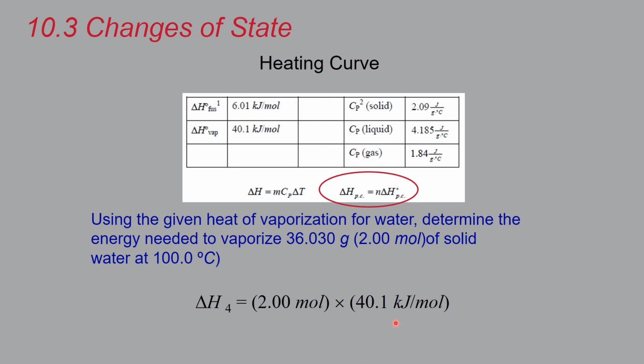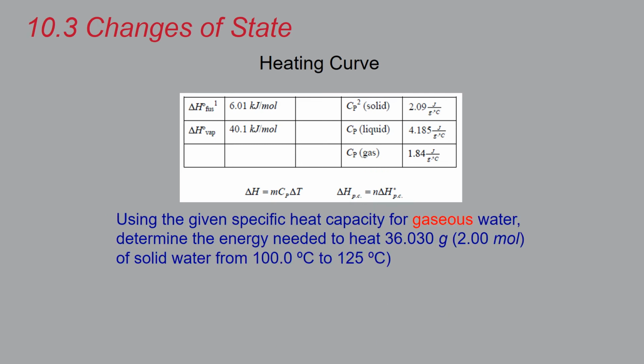So I've got 2 moles. It costs you 41 kilojoules per mole of water to boil it, which means that this step is going to be 80.2 kilojoules. Now we only have one more segment left, and that is the range that went from 100 degrees to 125. So we're taking steam at 100 degrees and then heating it up to 125 degrees. So this was the last segment here, 100 to 125, and it is going to be another application of the calorimetry equation.